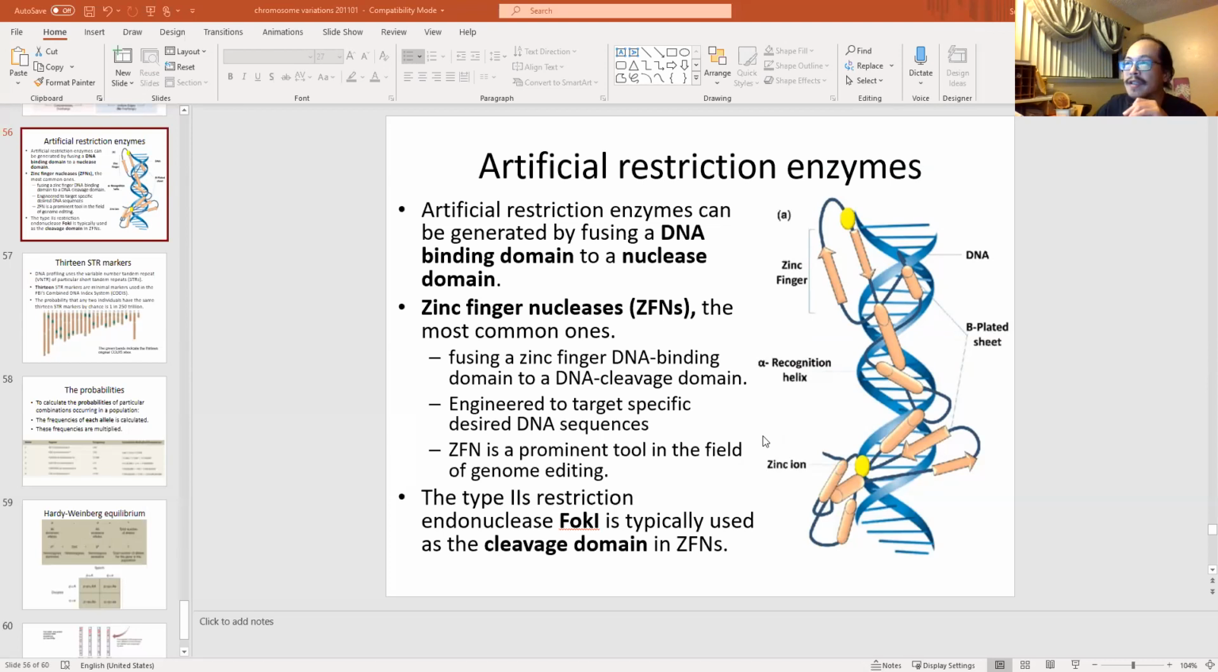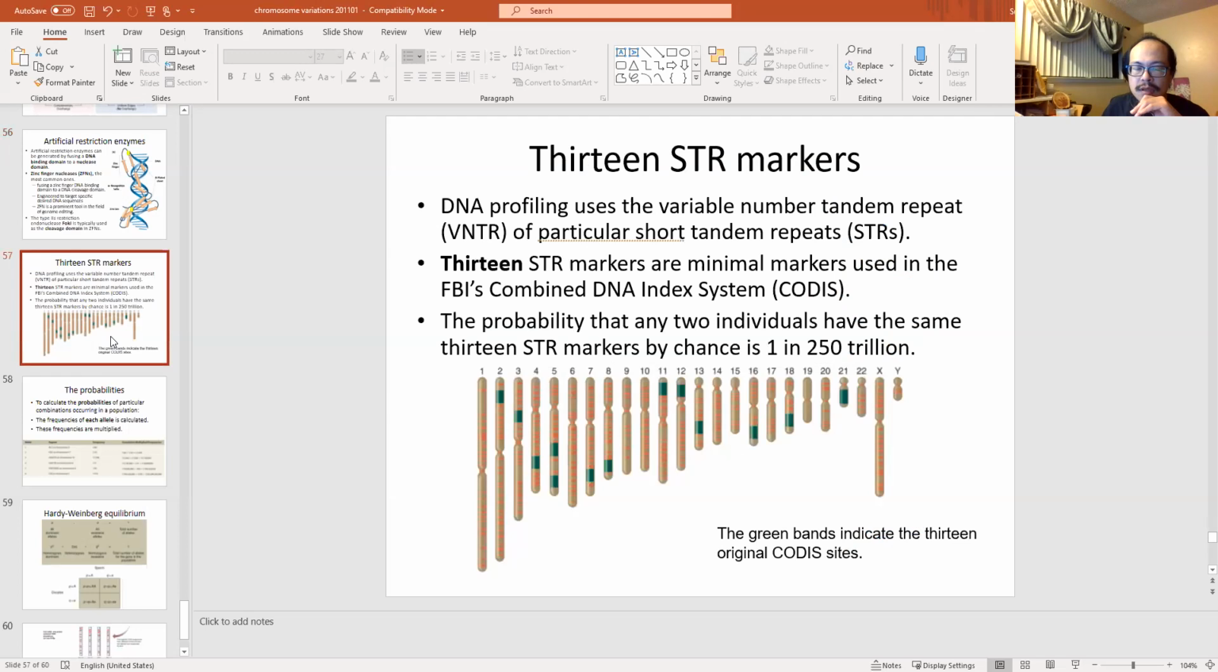So this technique can be used to conduct the DNA profile. Of course, this has been used very commonly. The typical protocol to conduct a DNA profile is to use these 13 short tandem repeats.